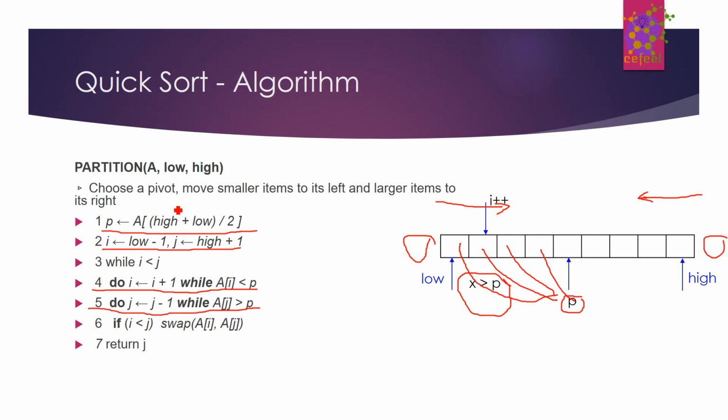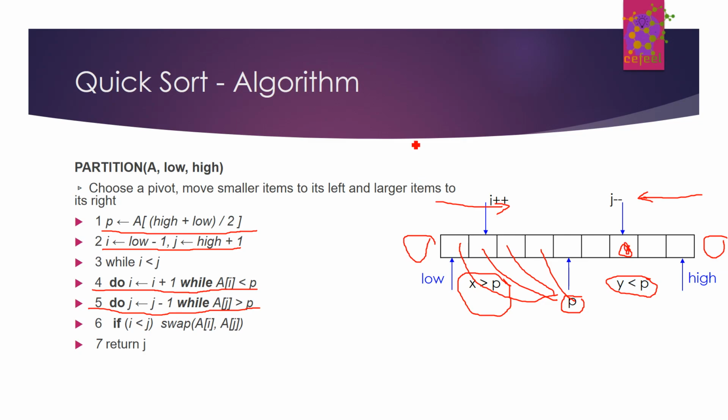So J will now similarly decrement. We do J equal to J minus 1 while A[J] is greater than P. We start from J equals high plus 1, and we keep decrementing till we find another element that is out of order with respect to P, which means we have found an element Y that is less than P. Because Y is less than P, it has to be on the left side of P. And once we have found such an element, we will stop.